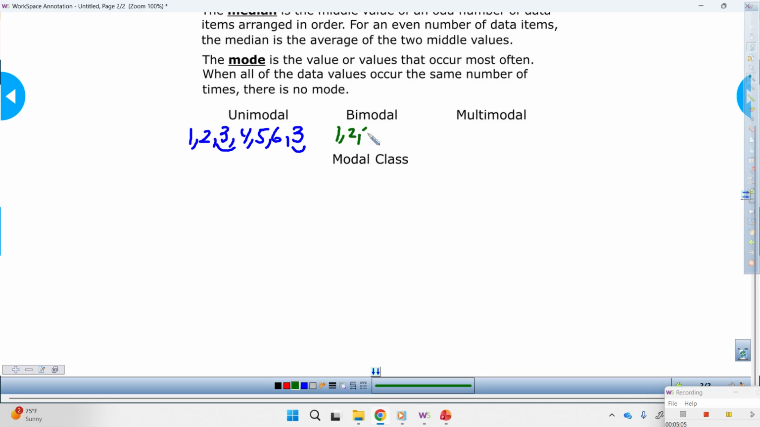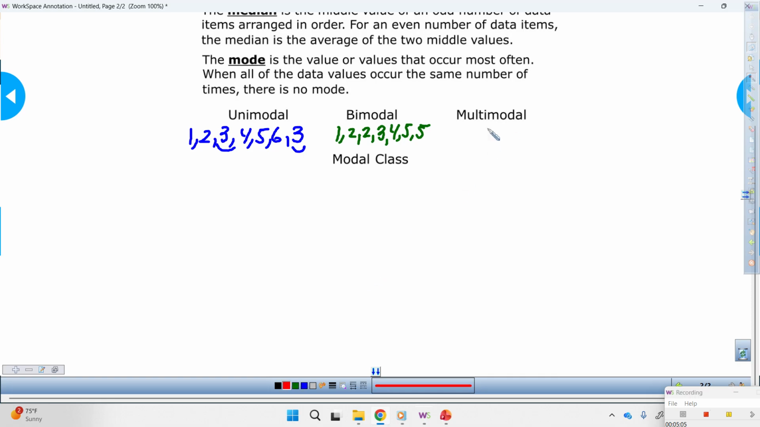Go to bimodal. 1, 2, 2, 3, 4, 5, 5. Tell your neighbor what bimodal is according to that example. What are they? That is correct. 2 modes. And what are the modes? 2 and 5.